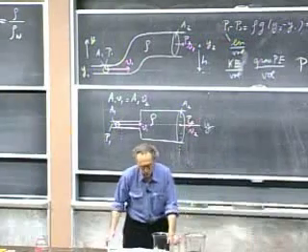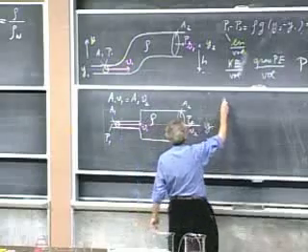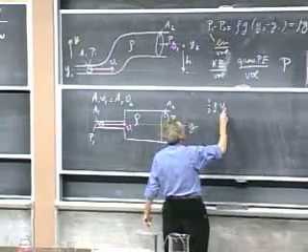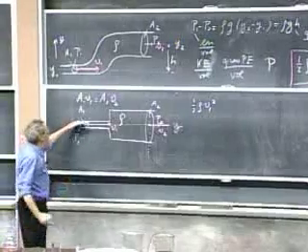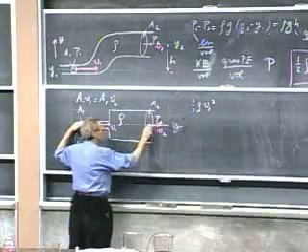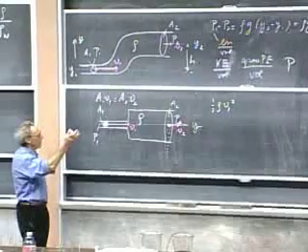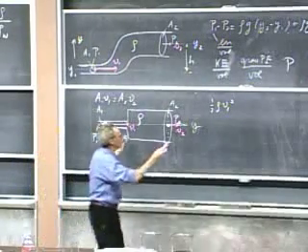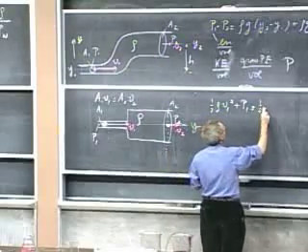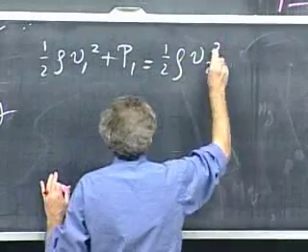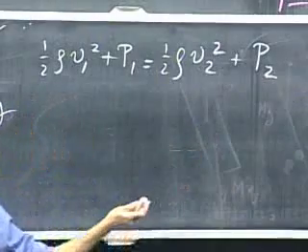Now, I'm going to apply Bernoulli's equation. So the first term tells me 1/2 rho V1 squared. I can forget the second term because I get the same term here as I get there, because I measure the pressure here and I measure the pressure there. They have the same level of y. So I can ignore the second term. Plus P1 must be 1/2 rho V2 squared plus P2. That's what Bernoulli's equation tells me.